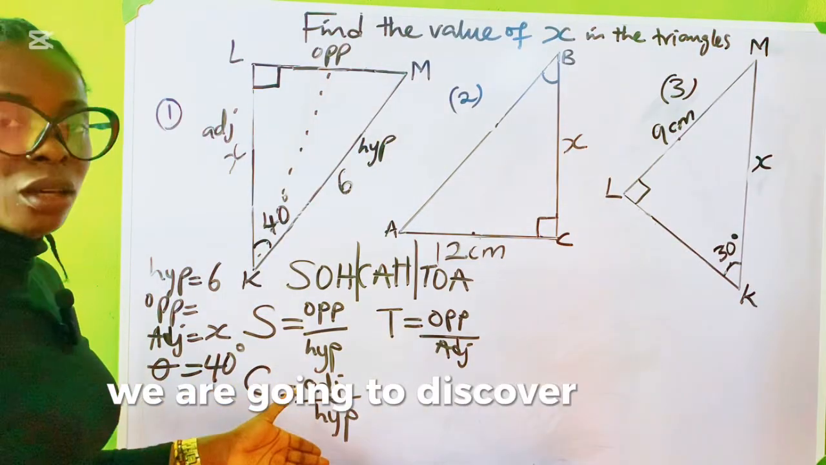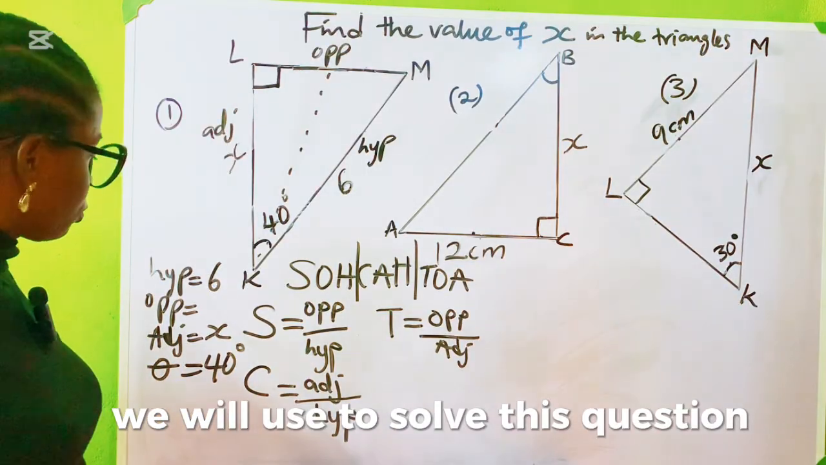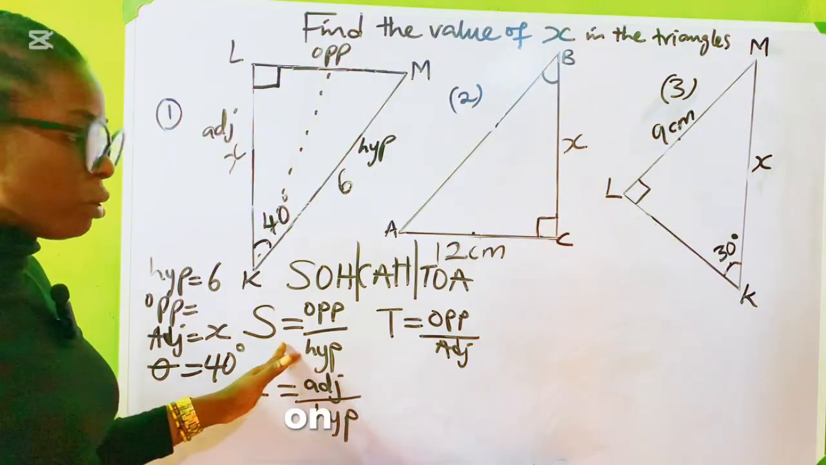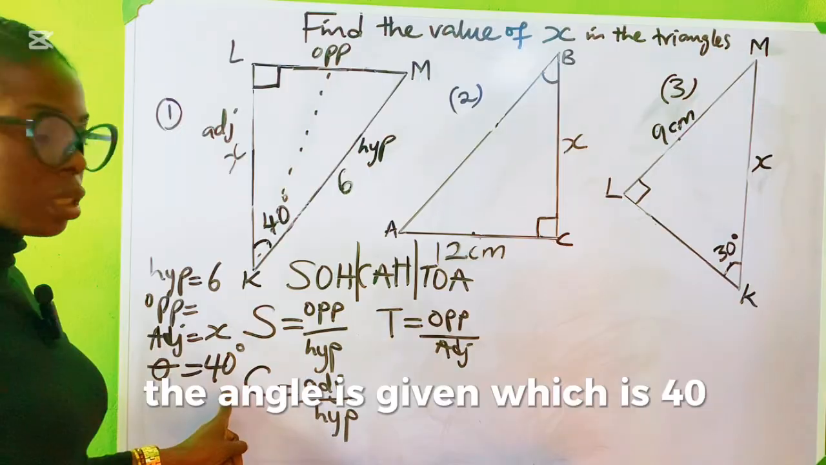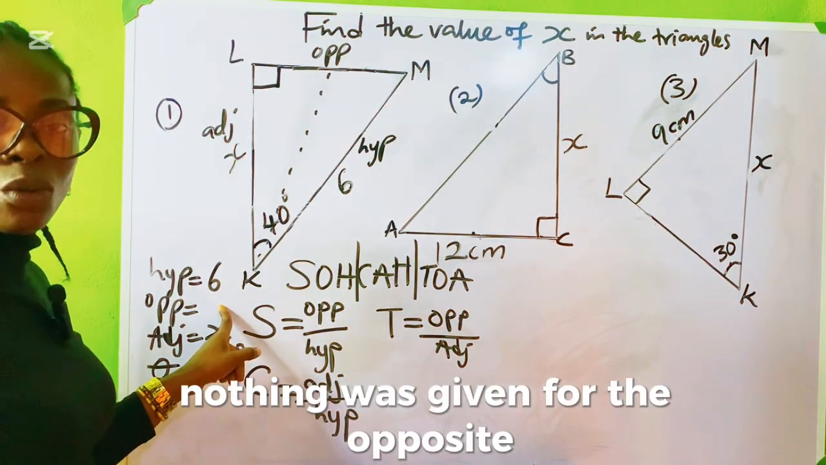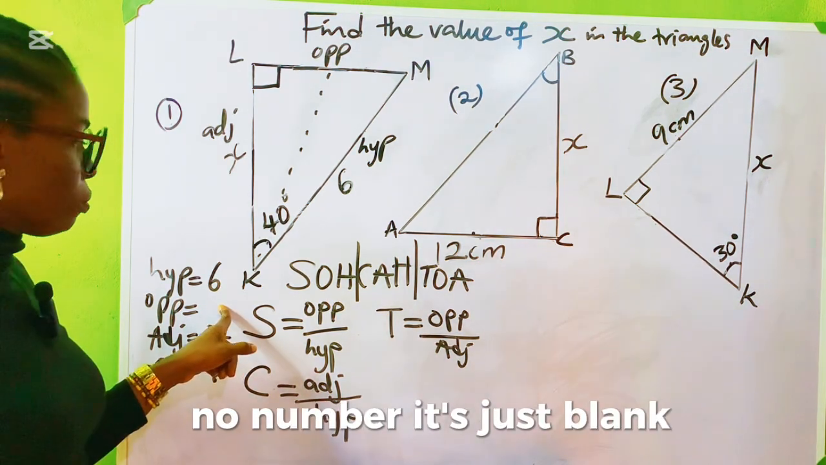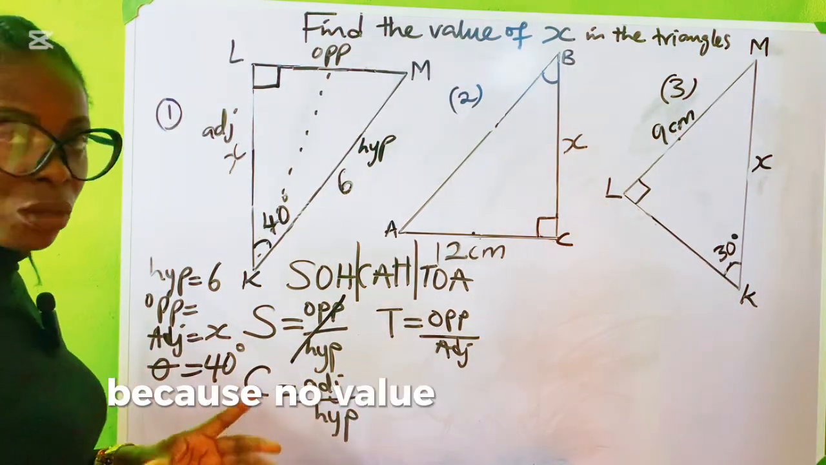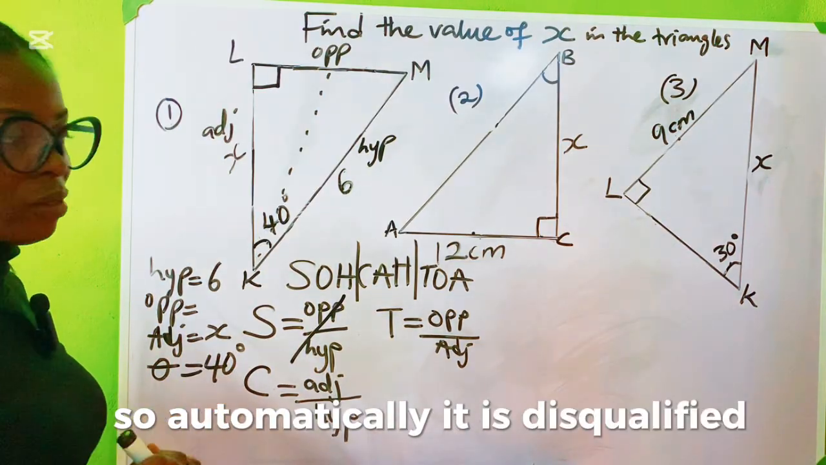We are going to discover which of the formula we will use to solve this question. On the first one, the angle is given, which is 40 degrees. Opposite, nothing was given for the opposite. No value, no alphabet, no number, it's just blank. Therefore, the opposite has disqualified this because no value was given at all for the opposite. So automatically it is disqualified.